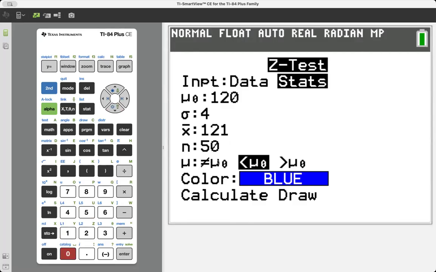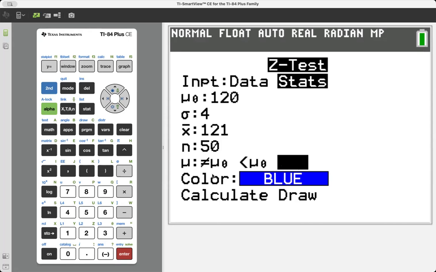The next line, you indicate the direction of your test. When it's a test on the left, you choose less than mu sub 0. Remember up here, mu sub 0 is 120. If your alternative hypothesis states that mu is less than 120, you would choose the less than mu sub 0. Since our alternative hypothesis states that mu is greater than 120, we're going to choose greater than mu sub 0.